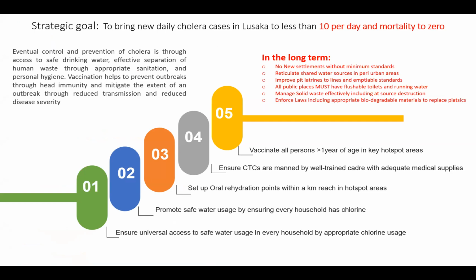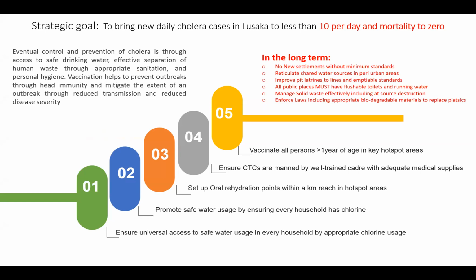So we do have a strategy. As much as this outbreak has been ever increasing and escalating, we do have a strategy. And our intention is really to get from a place of 450 cases a day to where we are currently, to at least less than 10 cases every day in the next maybe 4 to 6 weeks.